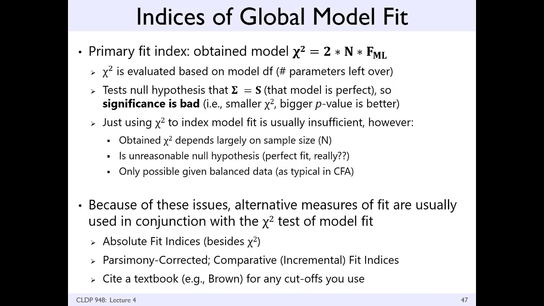It is very difficult to get a non-significant chi-square. It's dependent on sample size. As you can see from the formula up there, the difference, the FML, is multiplied by 2 times the sample size. So in very large samples, you will have a significant chi-square simply because you have a large sample. So people don't hold you to this standard very often, that you should have a non-significant chi-square. It happens very infrequently. For that reason, there are other indices of fit that also show up that are relative to either the saturated model, the best, or the null model.